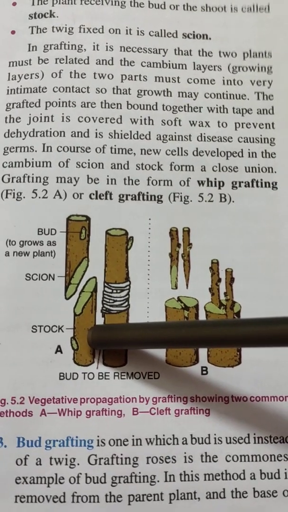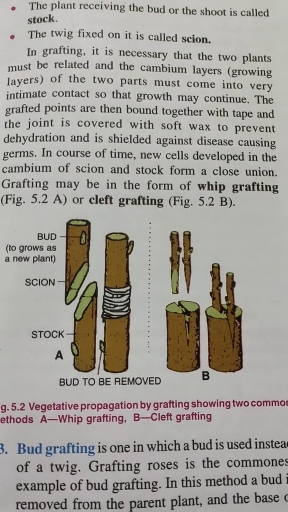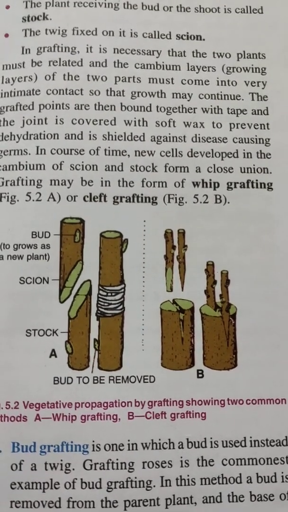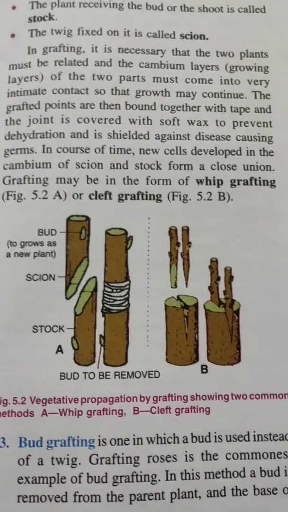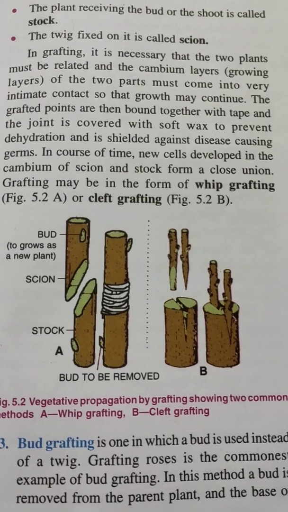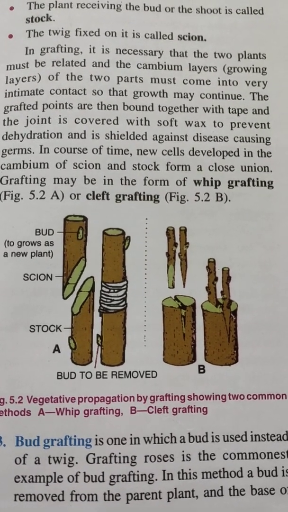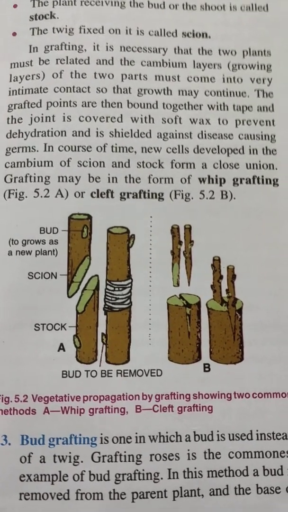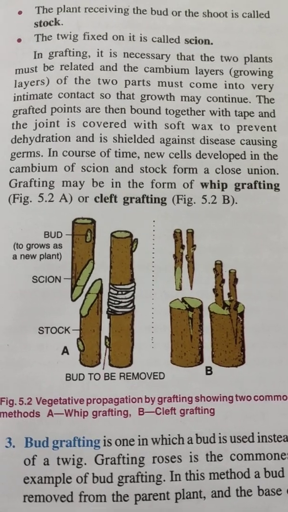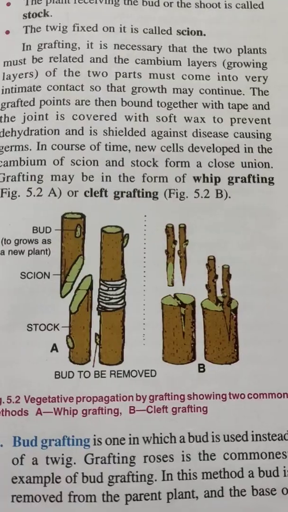In grafting, it is necessary that the two plants must be related. That means it should be of the same species, definitely, and the cambium layers of the two parts must come into very intimate contact so that growth may continue. The grafted points are then bound together with tape and the joint is covered with soft wax. In course of time, new cells developed in the cambium of scion and stalk form a close union. Grafting may be in the form of whip grafting or cleft grafting. Now, these two are the types of grafting.